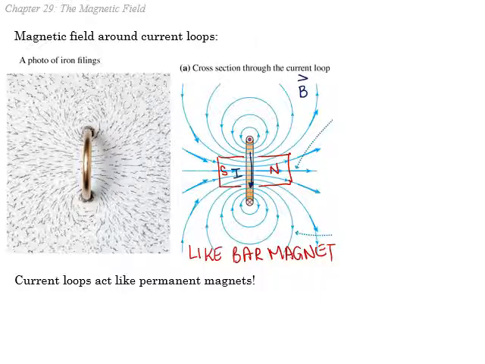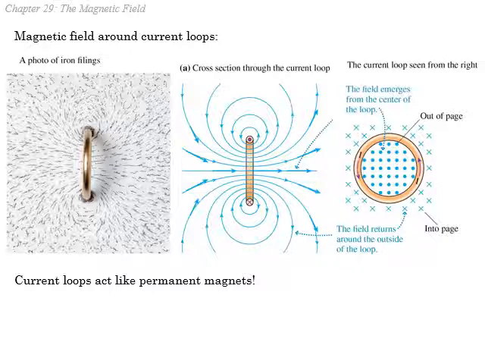Of course, it's also interesting if you look at the loop edge on. So if you put your eye here and look at the loop, what you'll see is when you look inside the loop, the magnetic field lines are coming towards you. When you look outside the loop, those magnetic field lines tend to go away from you, and we can draw that view on the other page. So this is an edge-on loop.